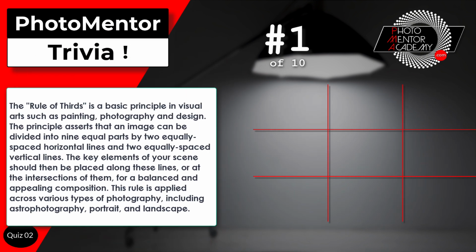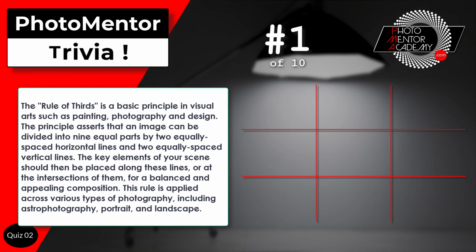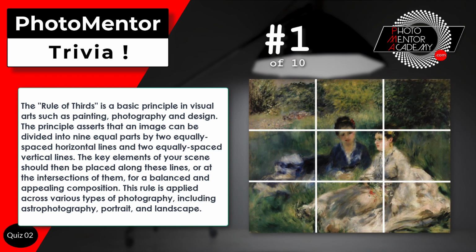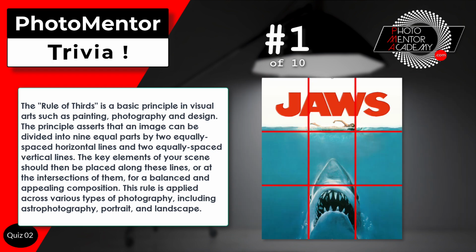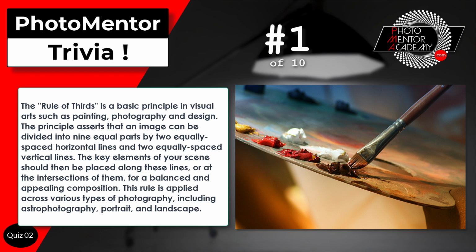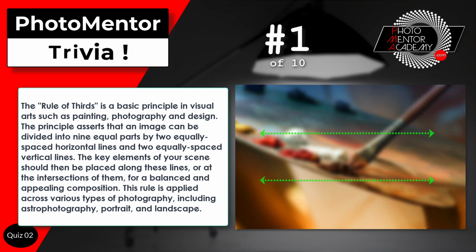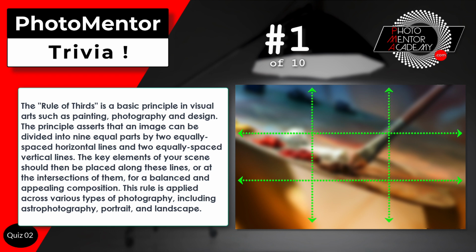The correct answer is D. All of the above. The rule of thirds is a basic principle in visual arts such as painting, photography, and design. The principle asserts that an image can be divided into 9 equal parts by 2 equally spaced horizontal lines and 2 equally spaced vertical lines.